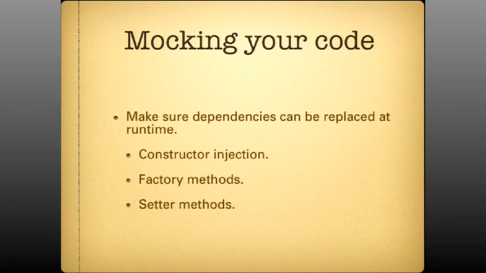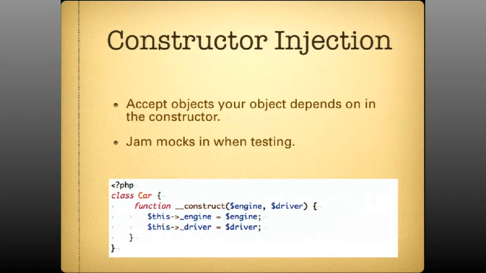Mocking your code. So mocking out your code is most easily done when you have ways to ensure that dependencies can be swapped out at runtime. And there's 3 primary ways that I use to do this. The first one is through constructor injection. There's factory methods, and there's setter methods. I'm just going to go over each one separately. The examples I'm using are going to be using the PHPUnit mocks. So if you haven't used them and you have some questions, just let me know, and I can walk you through how they work.